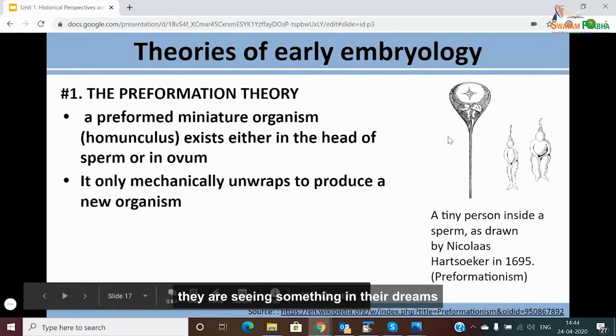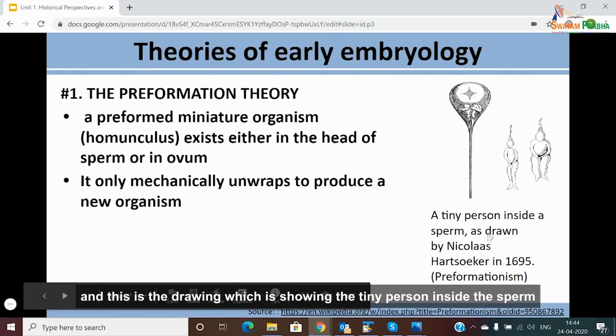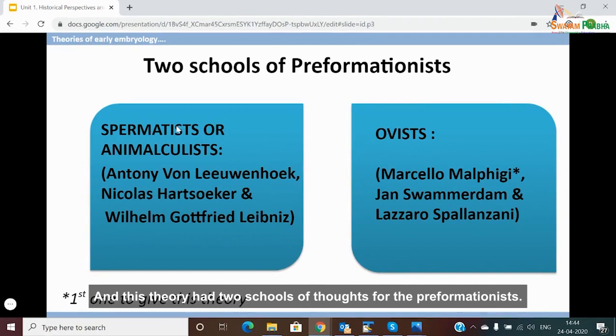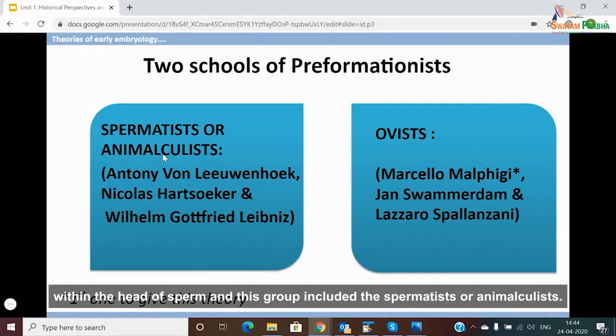And this is the drawing which is showing a tiny person inside the sperm, as drawn by Nicholas Hartsoeker in 1695. And this theory had two schools of thought, or the preformationists. One school of thought was that the tiny animalcule existed within the head of sperm, and this group included the spermatists or animalculists, and in these were the scientists Leeuwenhoek, Hartsoeker and Leibniz.